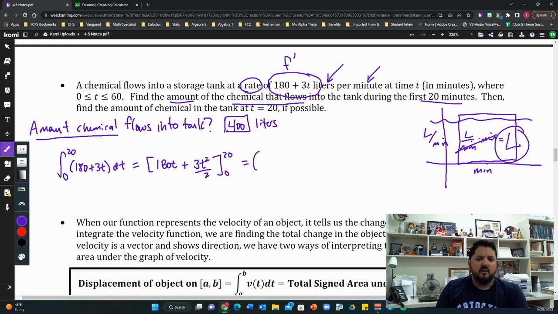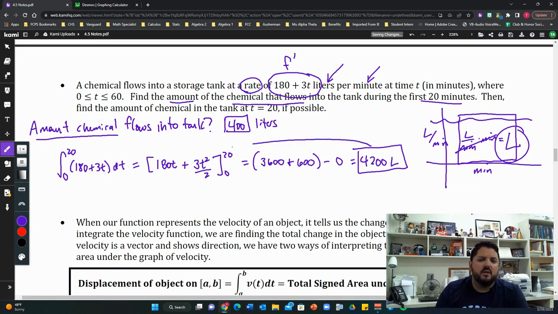So my f of b, plugging 20 in, would give me 3600 plus 20 squared is 400, times 3 is 1200, divided by 2 is 600, and then minus 0 is our result for f of a. So we get a total of 4,200 liters of chemical. So that number represents the amount of new chemical that has flowed into the tank during the first 20 minutes.